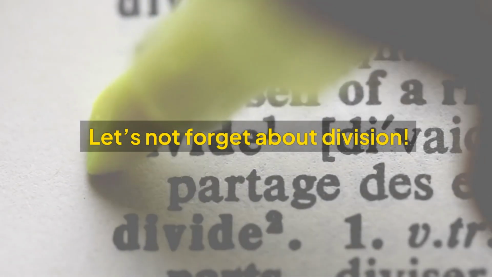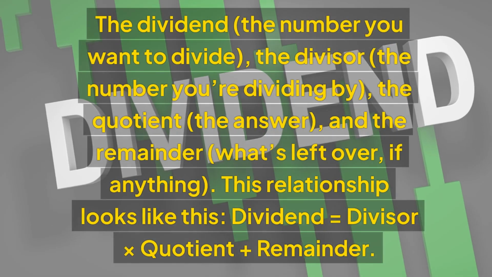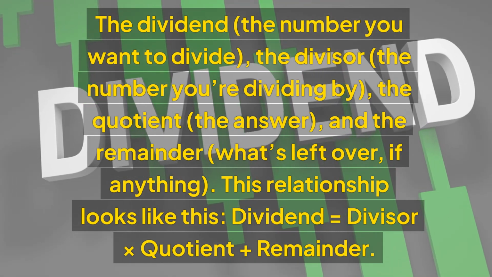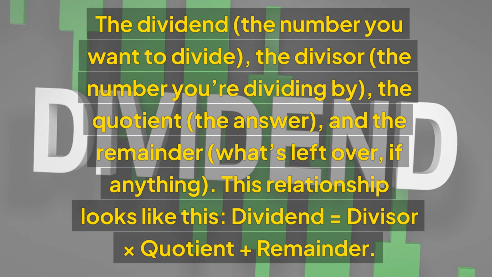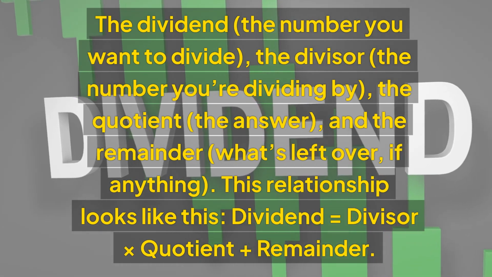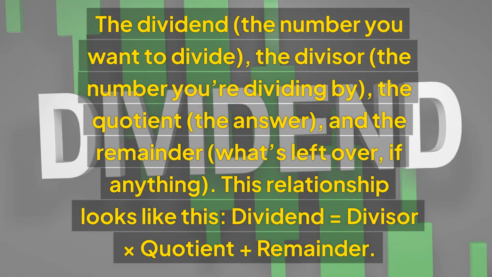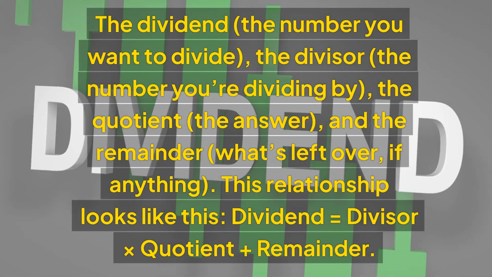Let's not forget about division. Every time we divide, we have four important parts. The dividend, the number you want to divide. The divisor, the number you're dividing by. The quotient, the answer. And the remainder, what's left over, if anything. This relationship looks like this. Dividend equals divisor into quotient plus remainder.